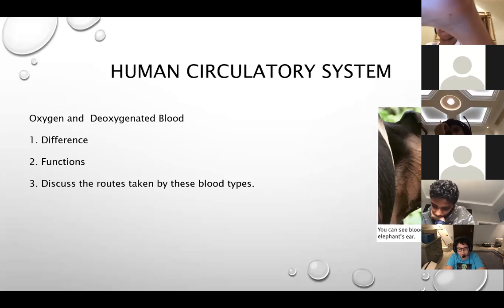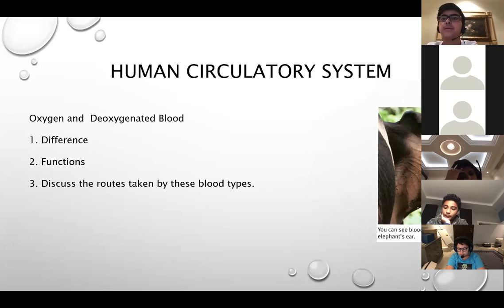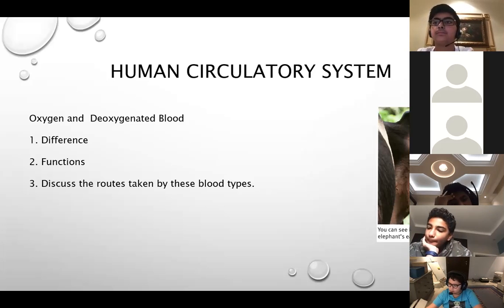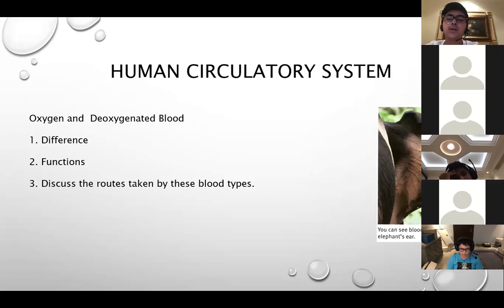Yes, Abdul. We didn't discuss the routes taken by these blood types yet. Sorry? Can you repeat your question again? You muted yourself. Yes. We didn't discuss the routes taken by these blood types yet. Okay, the blood types.